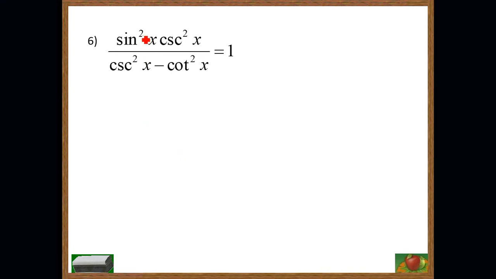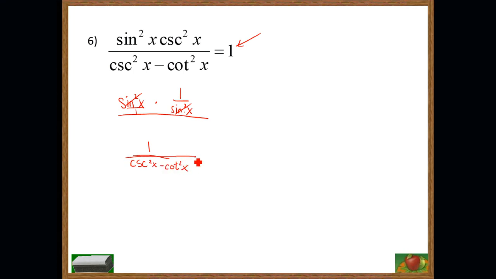Here's number 6. Sine squared x times cosecant squared x all over cosecant squared minus cotangent squared. And I want it to make 1. So I want to break this stuff apart here or try to work this side to make it all work out to prove that it's 1. So on the top of the fraction, I'm probably going to start there. Sine squared x. Cosecant squared is 1 over sine squared x. So I have a sine squared up and a sine squared down up on the top of this fraction, so they would cancel. All I'd have is a 1 over cosecant squared x minus cotangent squared x.